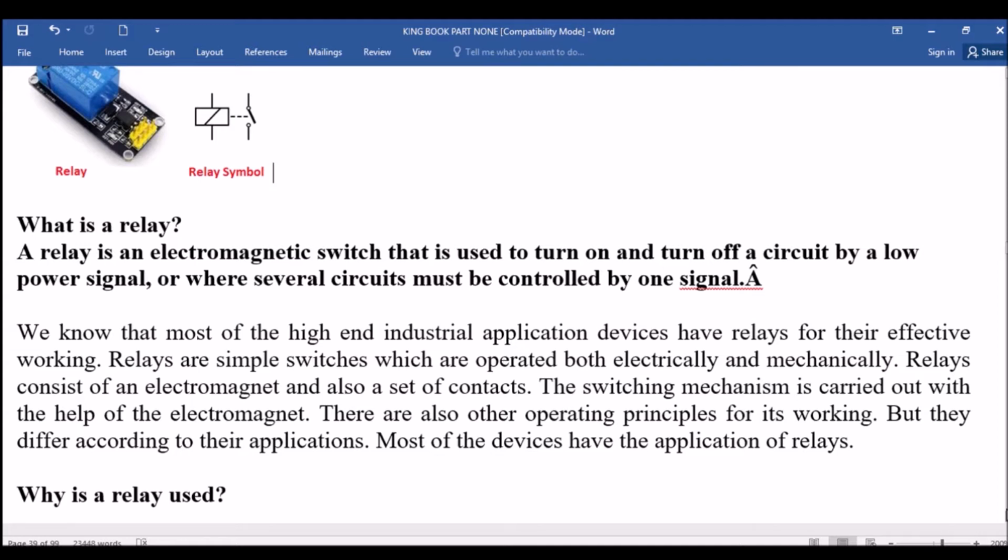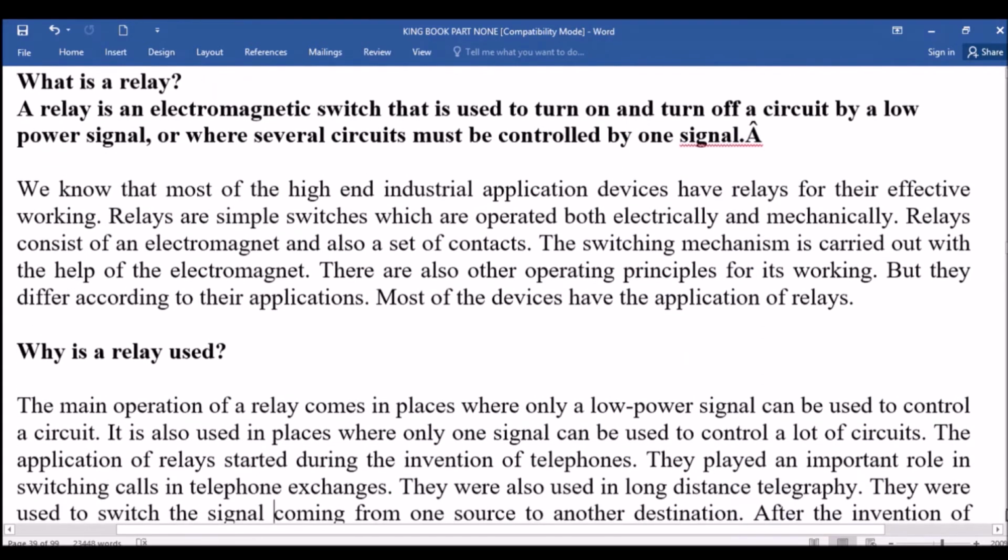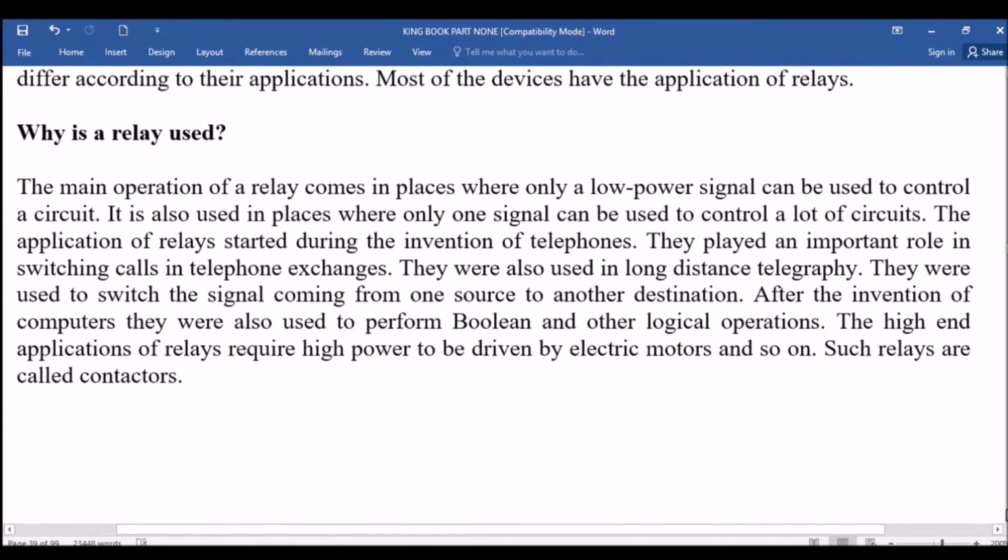So why is a relay used? This is the second question we are asking. The main operation of a relay comes into place where only a low power signal can be used to control a circuit. It is also used in places where only one signal can be used to control a lot of circuits.